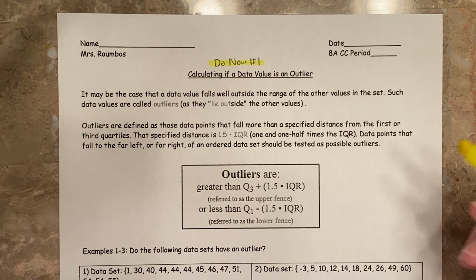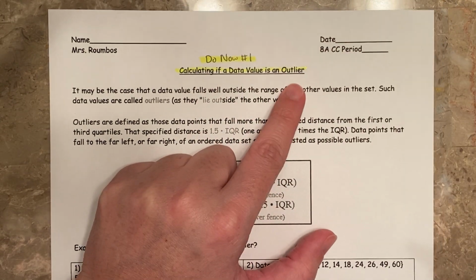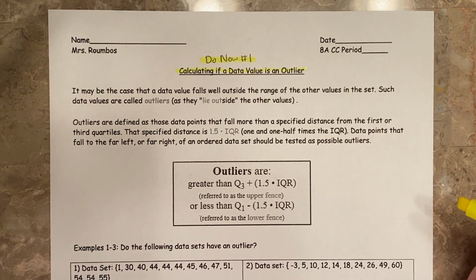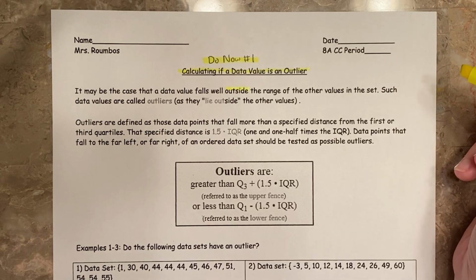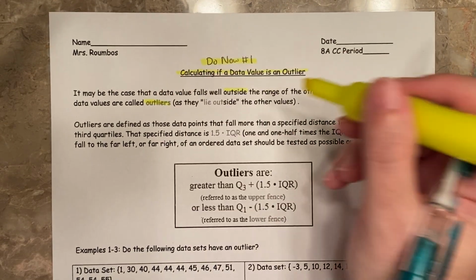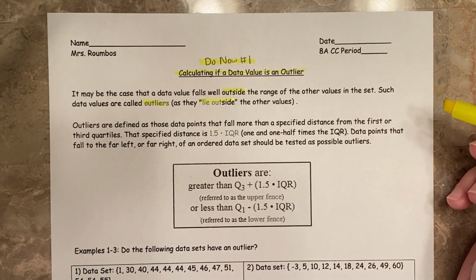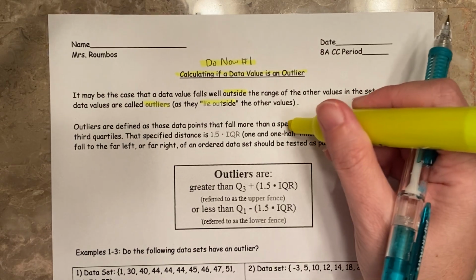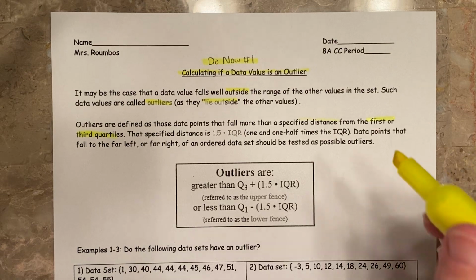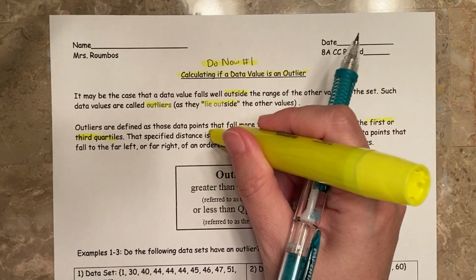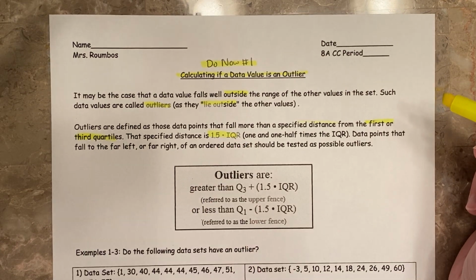So do now number 1. Calculating if a data value is an outlier. This should sound familiar from our stats unit. It may be the case that a data value falls well outside the range of the other values in the set. Such data values are called outliers as they lie outside the other values. Outliers are defined as those data points that fall more than a specified distance from the first or third quartiles. Again, you should know that from the stats unit. That specified distance is 1.5 times the IQR. Don't forget IQR is the interquartile range.